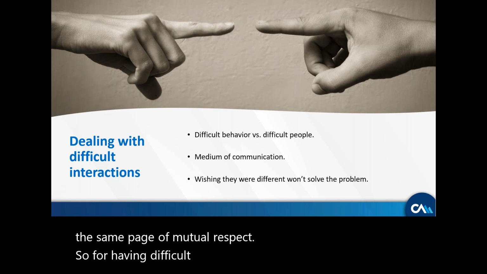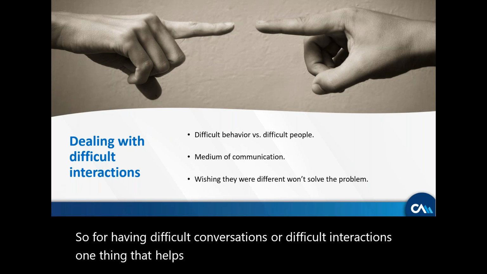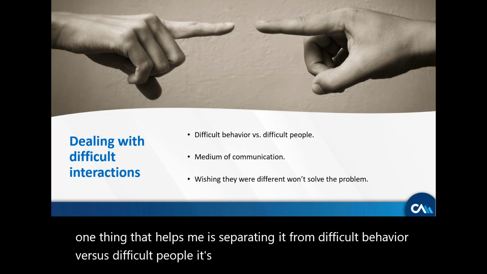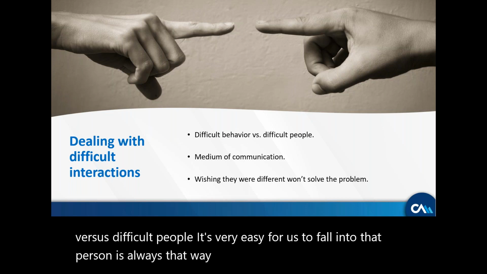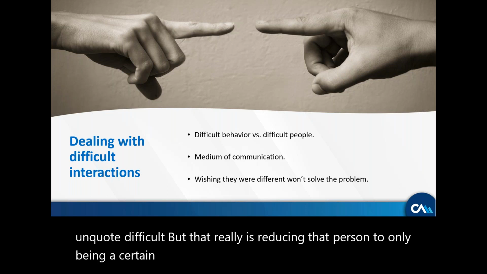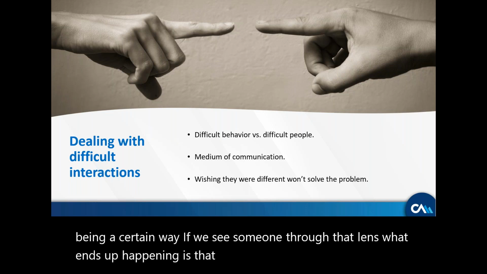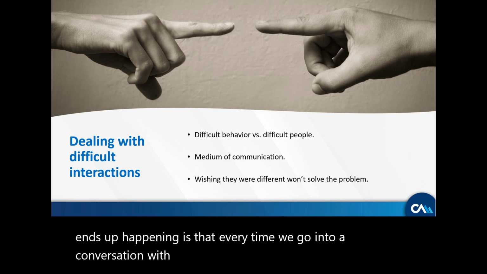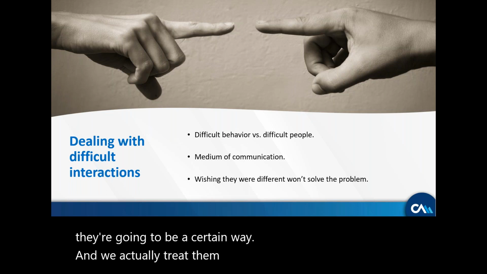If we're having difficult conversations or difficult interactions, one thing that helps me is separating difficult behavior from difficult people. It's very easy for us to fall into thinking that person is always that way, or everything they do is quote unquote difficult. But that really is reducing that person to only being a certain way. If we see someone through that lens, every time we go into a conversation with them, we're already set up to assume they're going to be a certain way, and we actually treat them differently. It's that self-fulfilling prophecy.